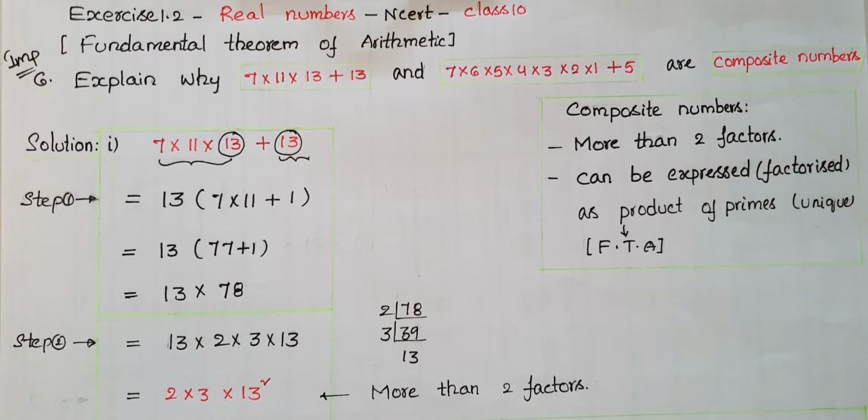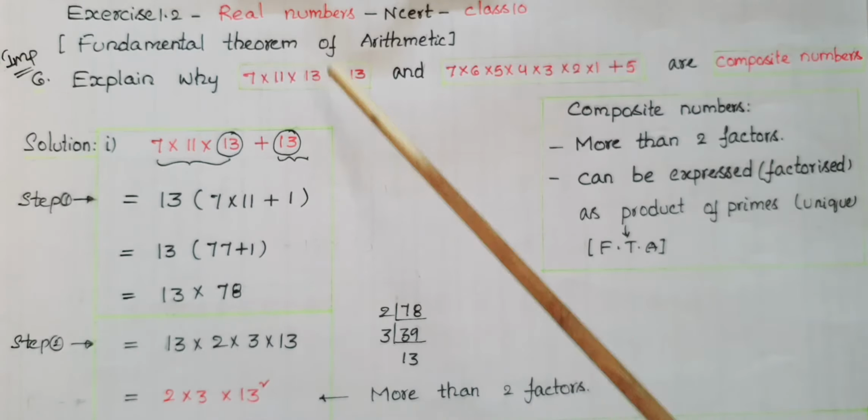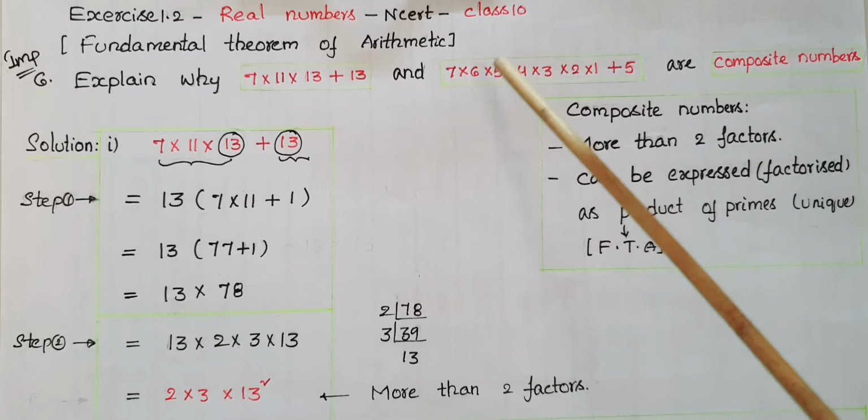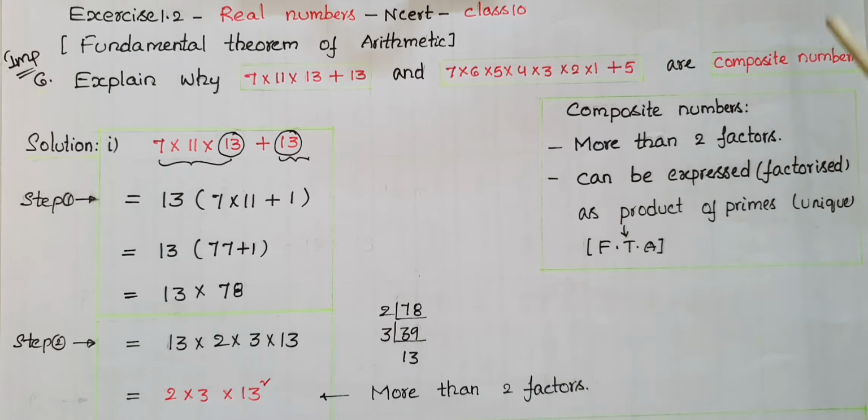Hello everyone. Today I am going to tell the solution of 6th problem from exercise 1.2 from real numbers from NCERT class 10th. Explain why 7 into 11 into 13 plus 13 and 7 into 6 into 5 into 4 into 3 into 2 into 1 plus 5 are composite numbers.